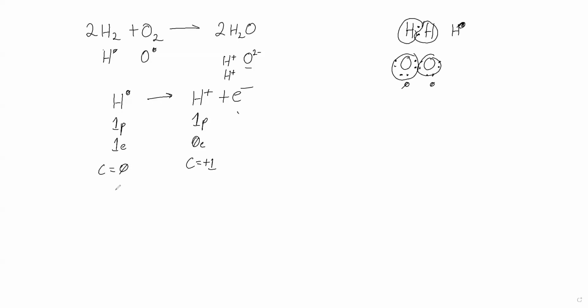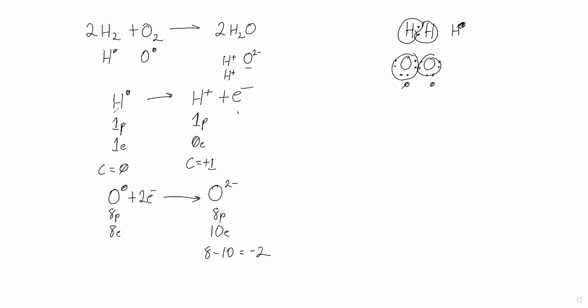And if you look at oxygen, oxygen went from 0, meaning it had 8 protons and 8 electrons, to oxygen 2 minus. Well, oxygen 2 minus still has 8 protons, but to be a 2 minus, it has to have 10 electrons, because 8 minus 10 is equal to minus 2, right? So that means over here, oxygen had to gain 2 electrons to get to oxygen 2 minus.